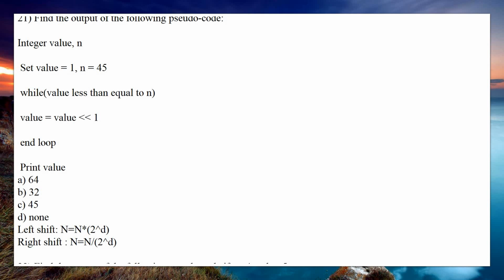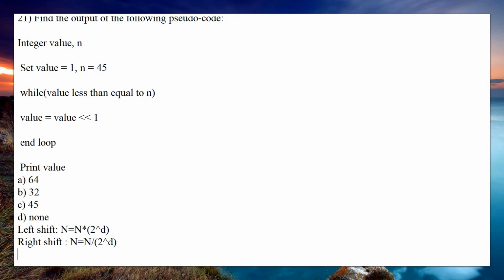So you are going to perform 2 raised to 1, because you are going to left shift by 1. Initially 2 raised to 0 gives you 1, 2 raised to 1 is 2, and this will happen until it is greater than 45, and here the value is 45. So 45 in 2 powers is nothing but 64.